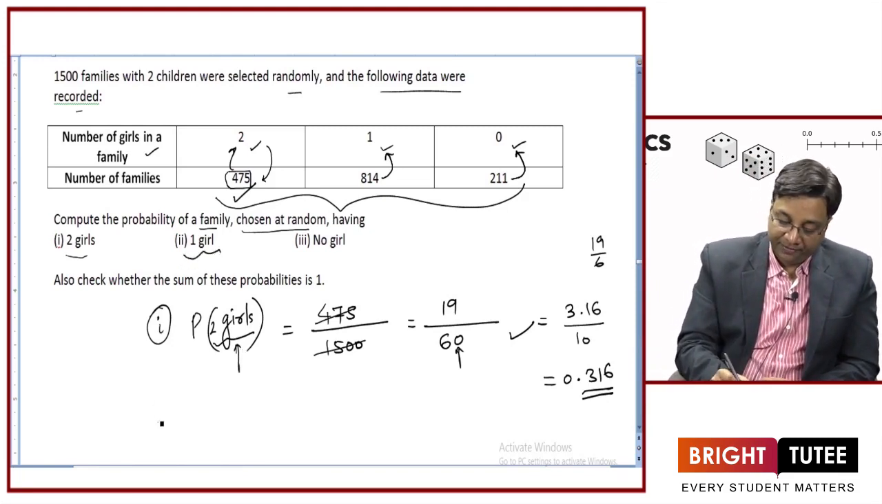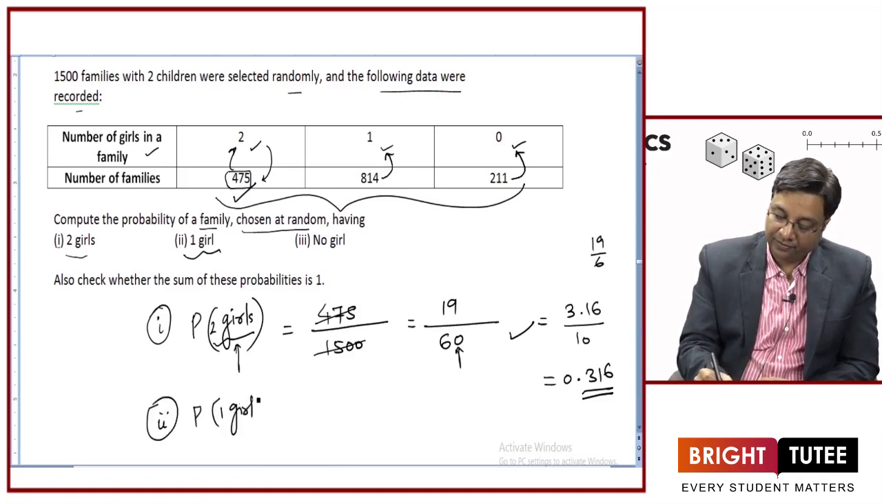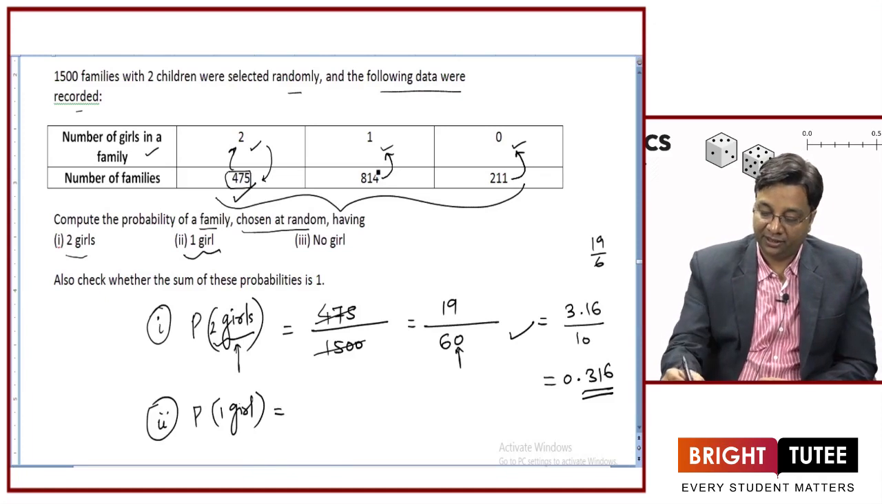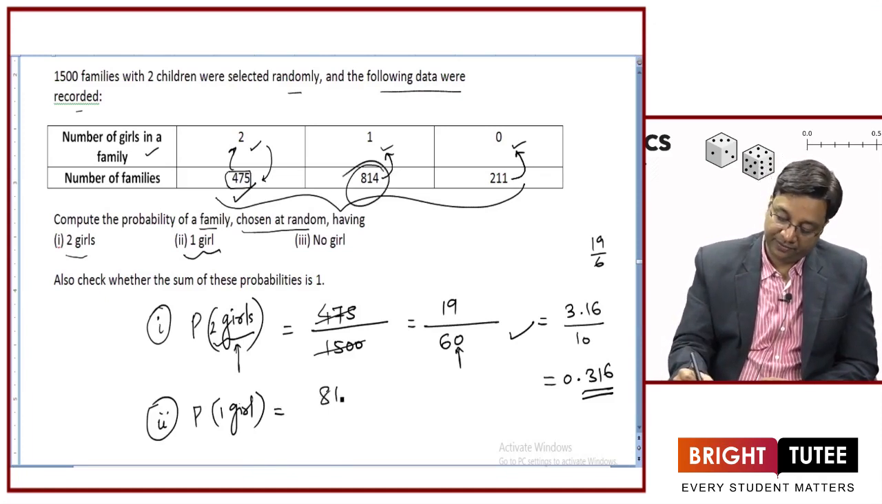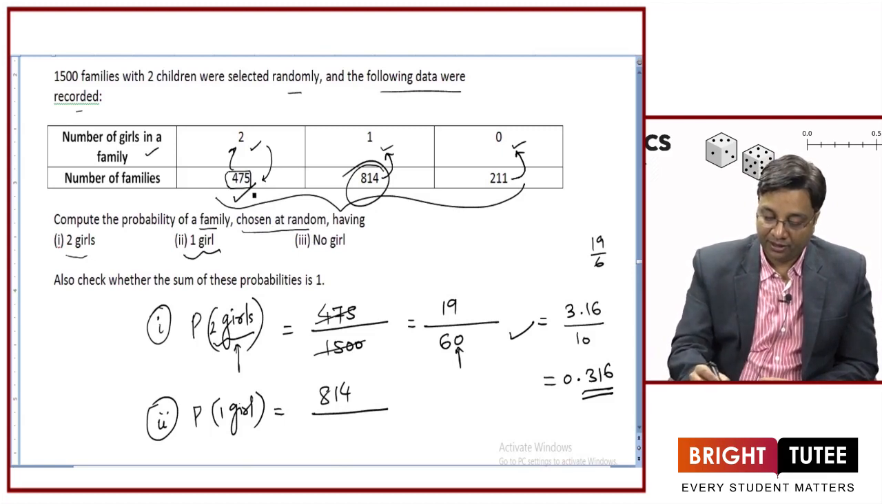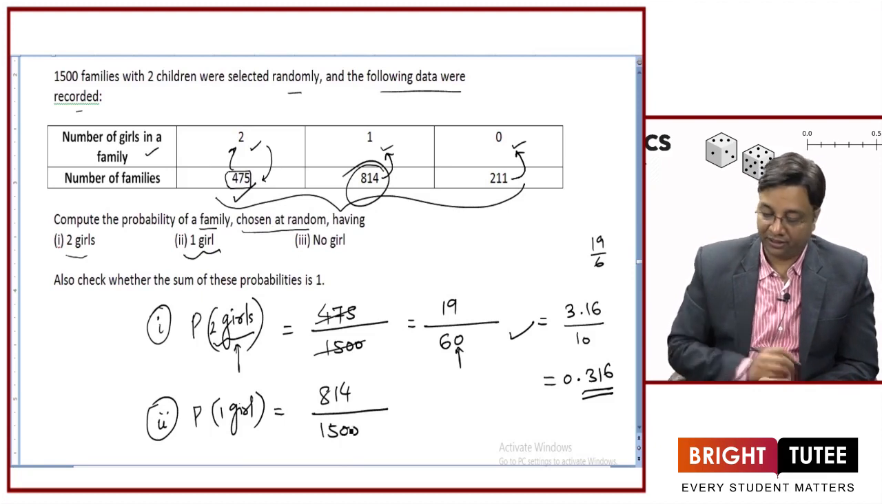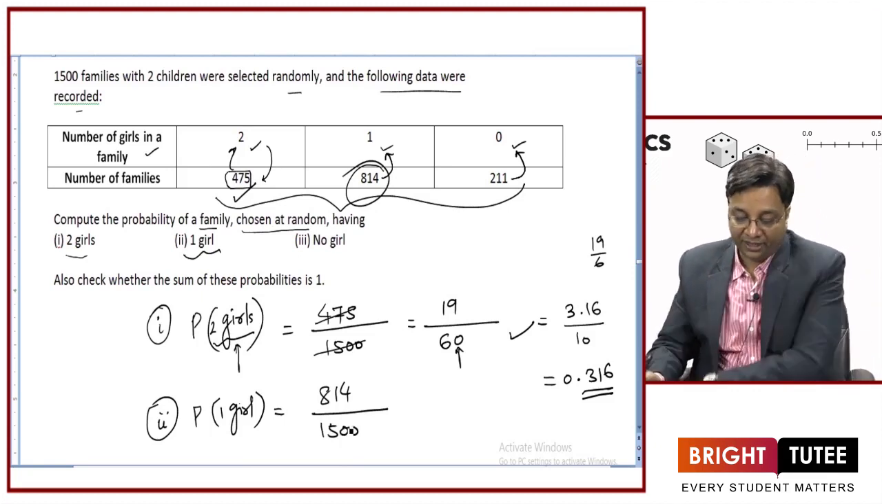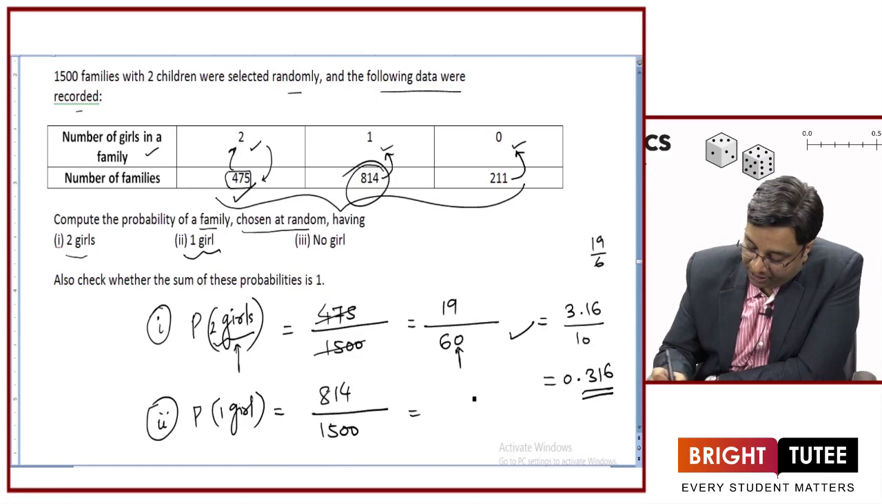A family will have 1 girl, the probability is 814 divided by the total number of families, that is 1500, right? So this will be equal to, now you can cancel it yourself and see what your answer will be.